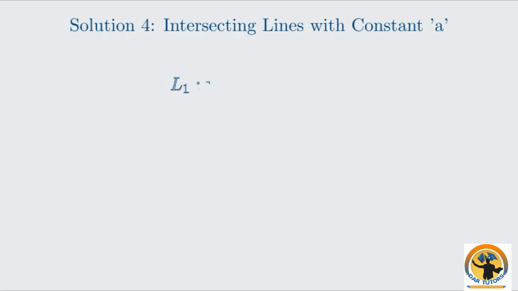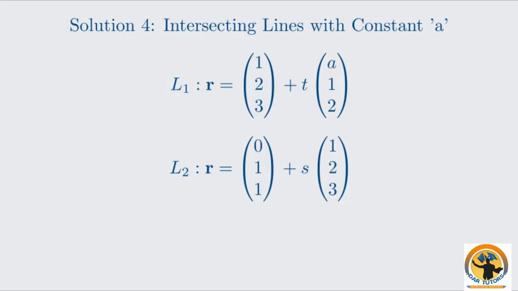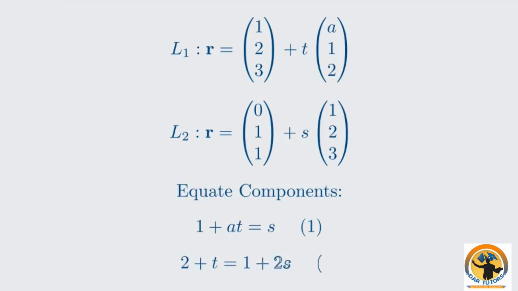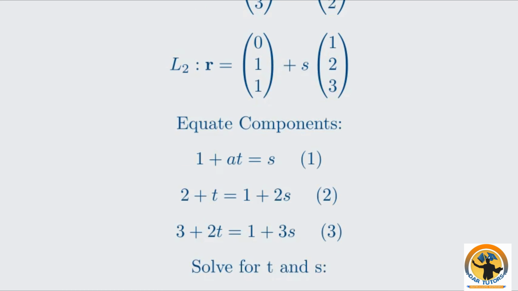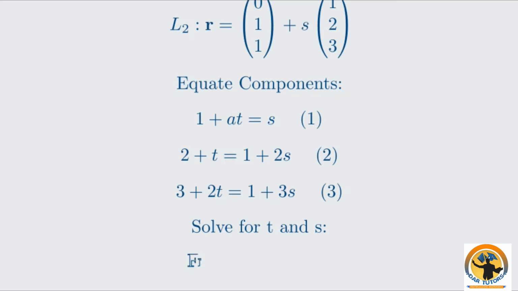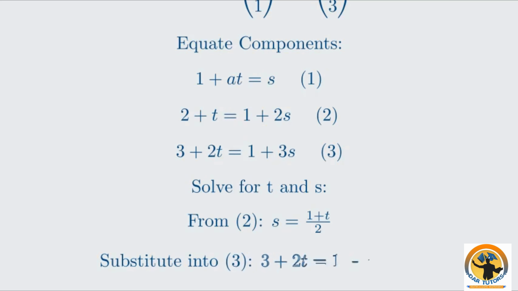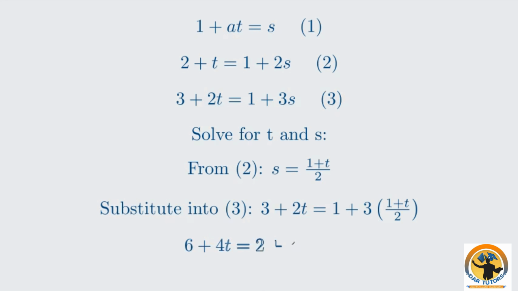Question 4 gives us 2 lines that are known to intersect and asks for a missing constant. Since the lines intersect, there must be a solution to the system of equations formed by equating their components. This gives us 3 equations. We can solve the second and third equations for t and s. From the second, s equals (1 plus t) over 2. Substitute this into the third equation to find t equals 1.